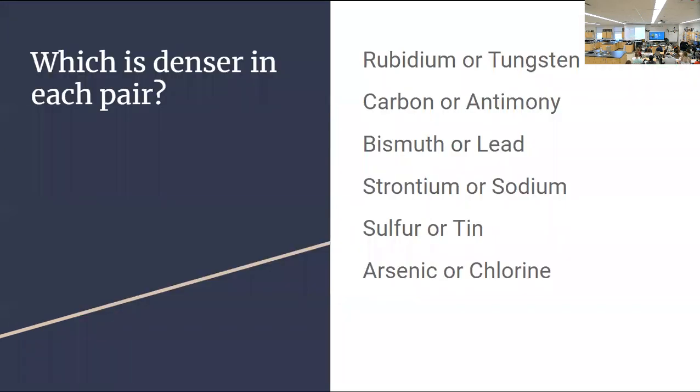So let's look at a couple of practice problems, okay? And then this will be the wrap up of the trends that you guys have done. Okay, so work with your partners again, all right? Turn and talk and figure out which one in each pair is going to be denser. Okay, so take about a minute and a half. Just talk with your partner, talk with your neighbor, figure out, is rubidium going to be denser than tungsten? And use your periodic tables and use your partners too.